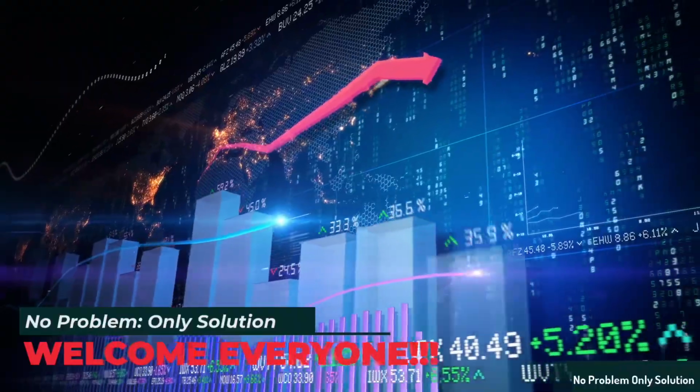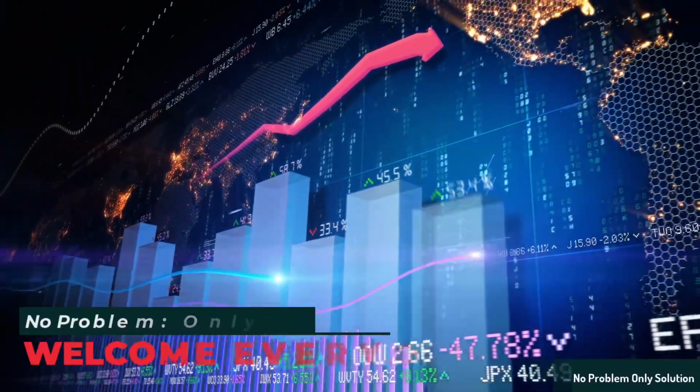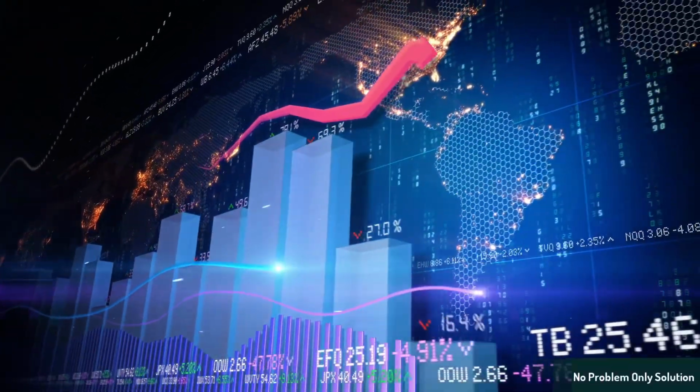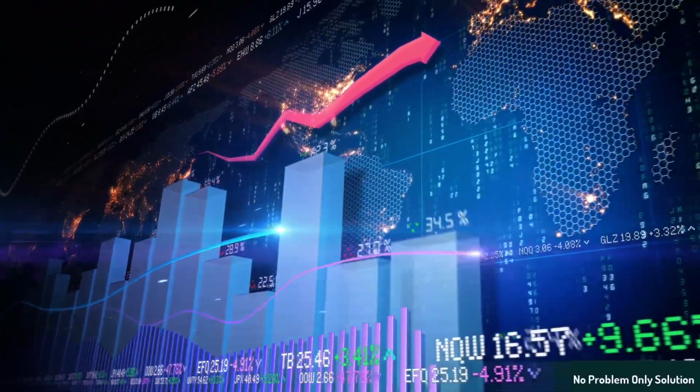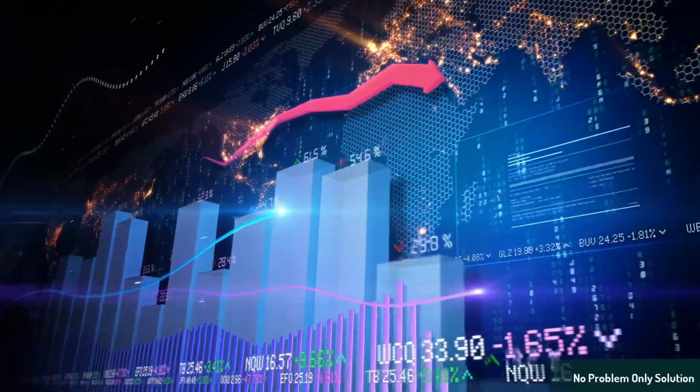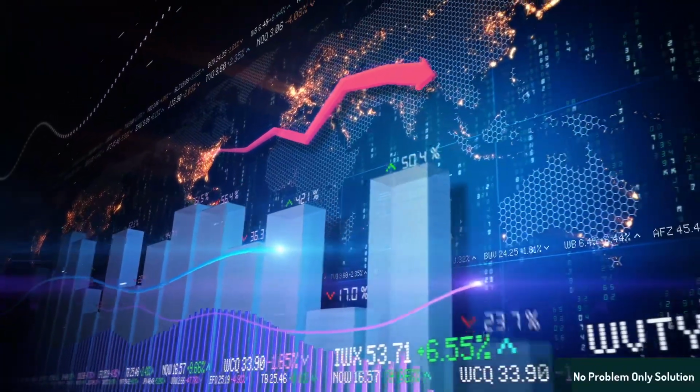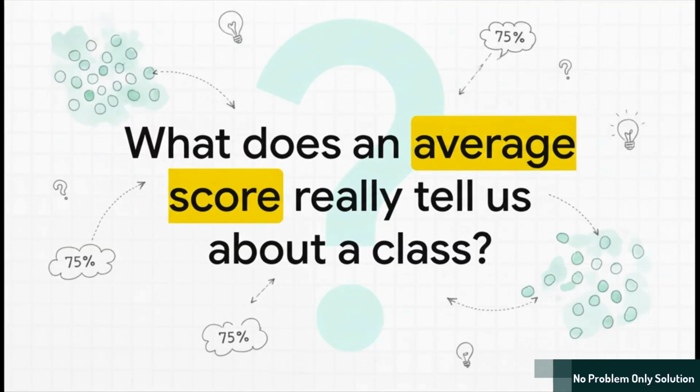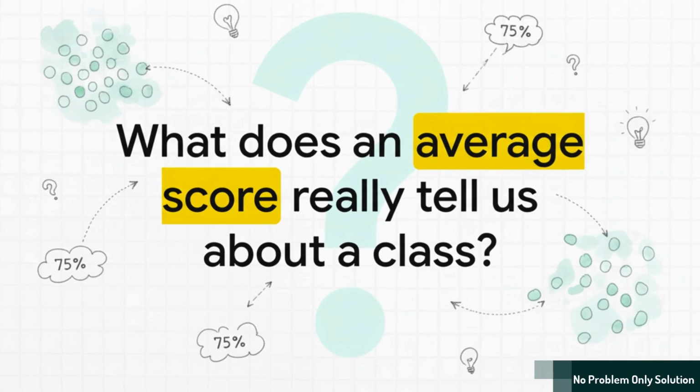Today, we're basically becoming data detectives. We're going to go on a little investigation to uncover the secret stories that are hiding inside our data. Look past just the surface and find out what these numbers are really trying to tell us. So, let's kick things off with a bit of a mystery, shall we?